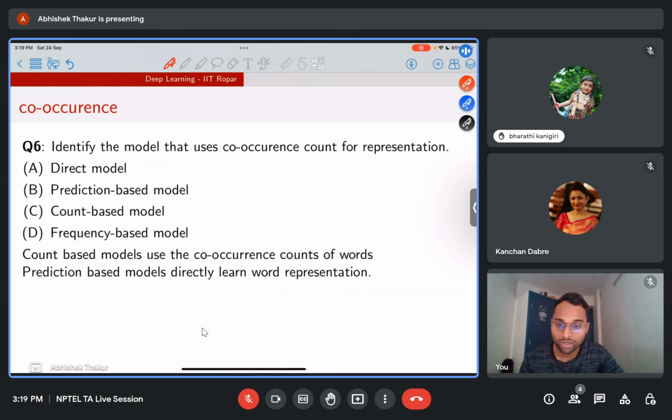And the prediction based models directly learn word representations. They use a feed forward neural network, and we give an input, the word represented in vector form, and accordingly it predicts which context is related to this word. So here the count based model uses the co-occurrence count for the representation. So this is for question number 6.